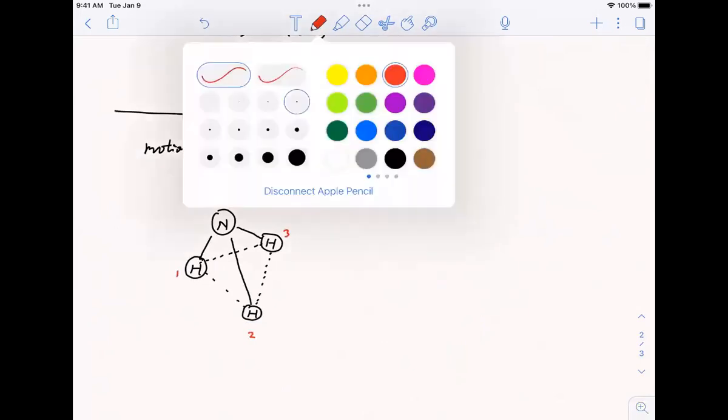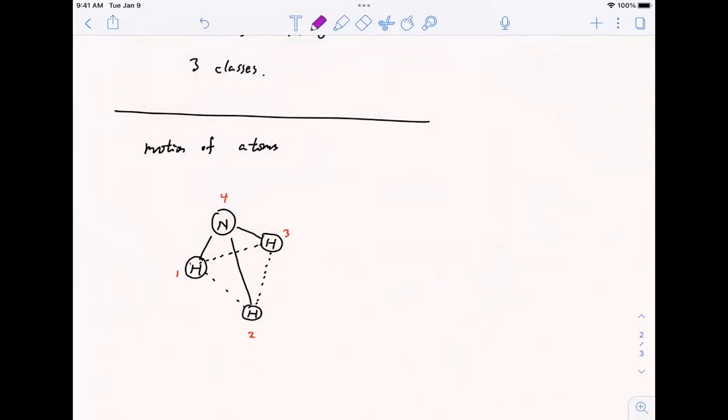For each one, we're going to define a vector. This vector is arbitrary. We use this as U1, this is U2, this is U3, and this is U4. All these 4 vectors are arbitrary. It just denotes an arbitrary vector at this particular atom, representing the motion direction of this atom.